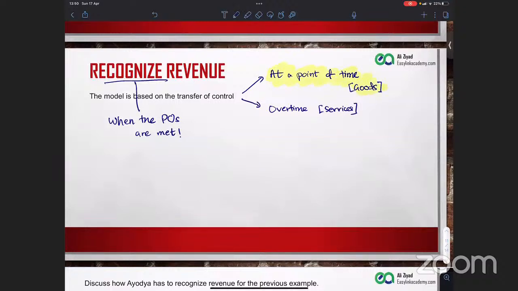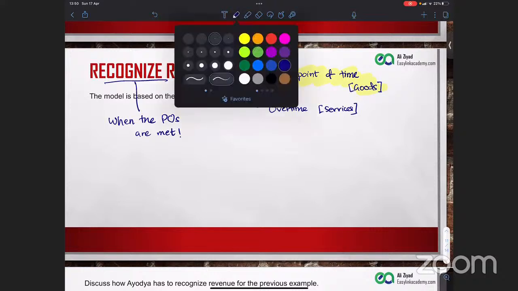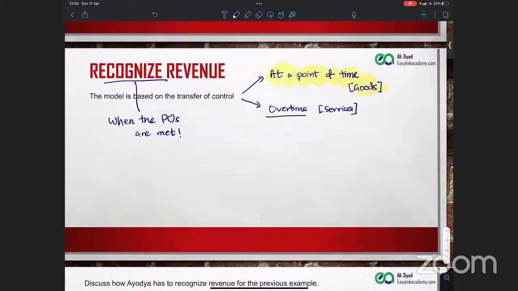Okay. For services, I'll give you three examples of when you record revenue over time. One is construction. You record revenue over time when you construct.